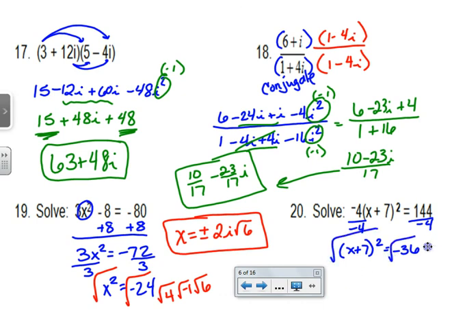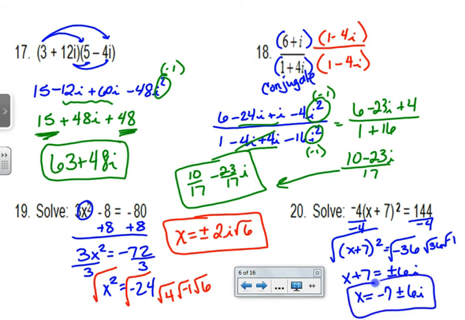The square root of negative 36 is a perfect square with a negative 1. So we have x plus 7 equals plus and minus. This becomes a 6i. And then last step, we're going to subtract the 7. Now because there's an i in this question, there's nothing more you can simplify. You can't combine this negative 7 and the 6 because the 6 is really a 6i.